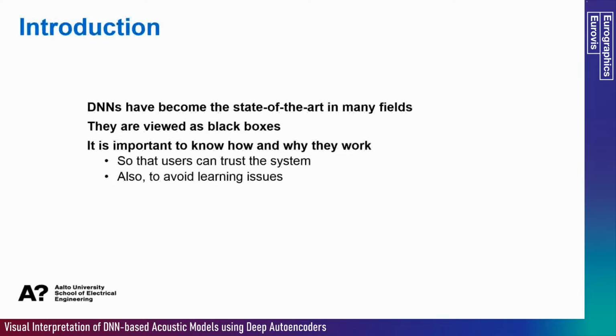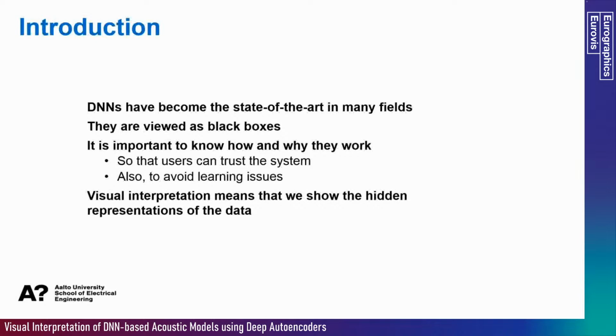So visual interpretation basically means that we try to show the hidden representation of the data that are formed inside the deep neural network. It is a very hard task, as we need to transform the high-dimensional data somehow into two-dimensional vectors. One of the tools that can be used for this transformation is t-stochastic neighbor embedding. It is a well-known and widely used tool, probably many of you have already used it.